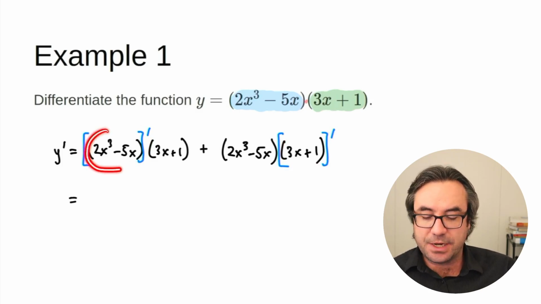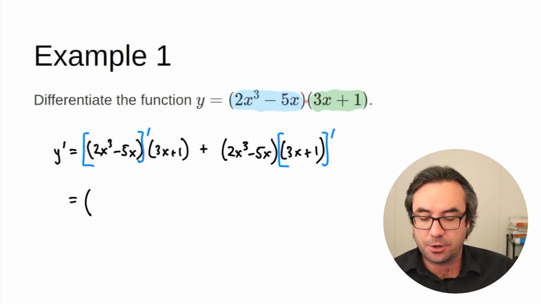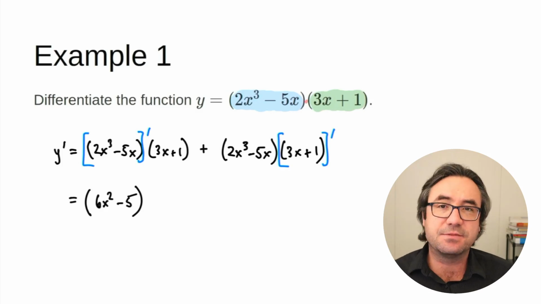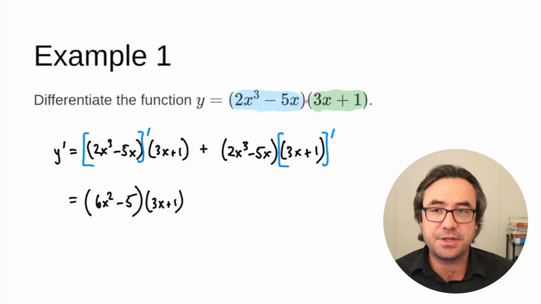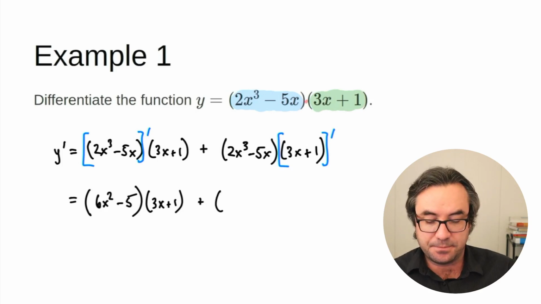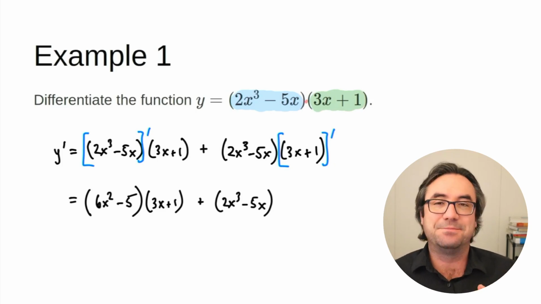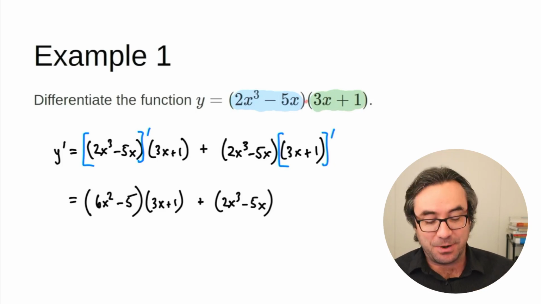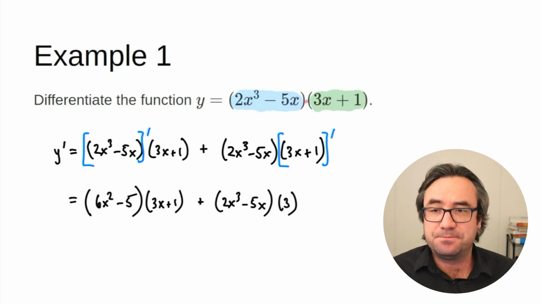the derivative of 2x cubed minus 5x: differentiating the 2x cubed term, we get 6x squared, and then differentiating the negative 5x gives us negative 5. Then we have our 3x plus 1. This is outside the brackets, so we don't have to do anything to these. They just stay the same. Finally, over here, we have to differentiate the 3x plus 1, and we get 3. And that's it. We got our derivative.